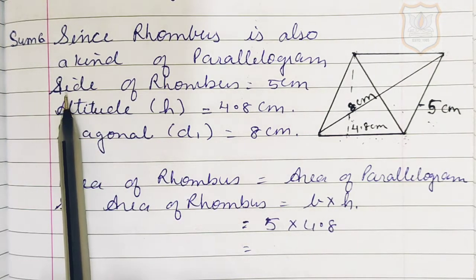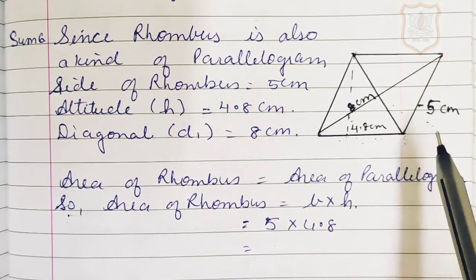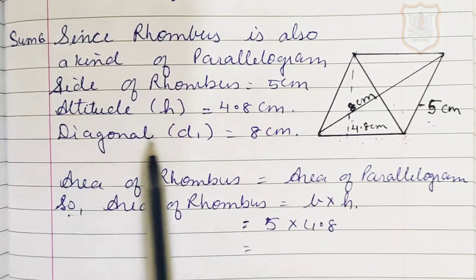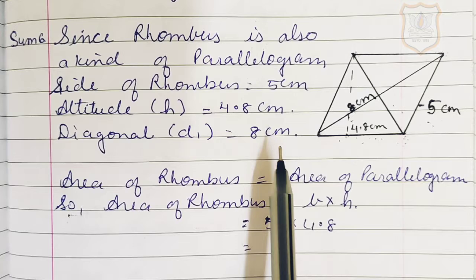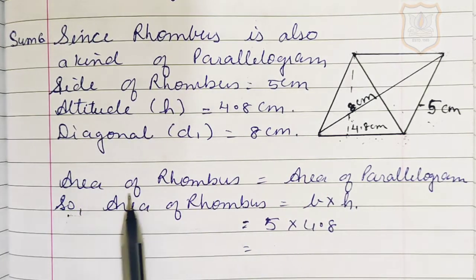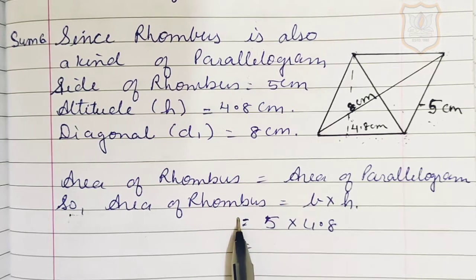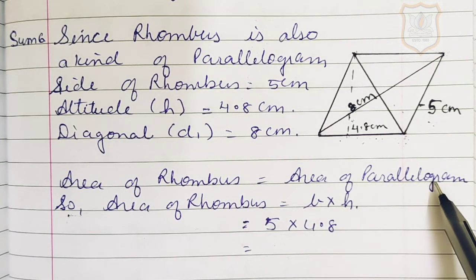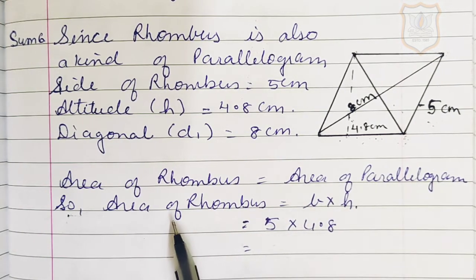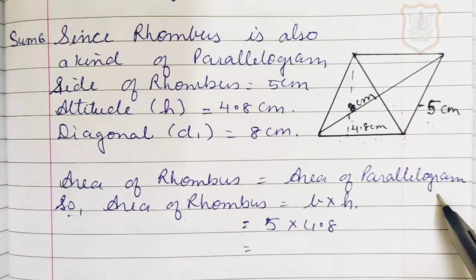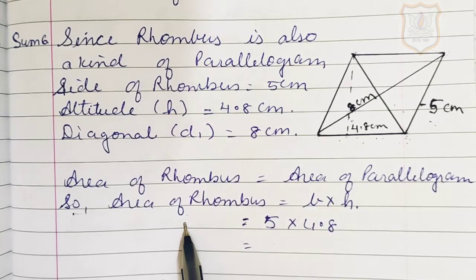So here side of the rhombus 5 cm is given, altitude, that is height, 4.8 cm is also given and diagonal D1 equals to 8 cm, it's also given in the question. Now area of rhombus is equals to area of parallelogram. So we can use the formula of area of parallelogram to find out area of rhombus. आप area of parallelogram का formula use कर सकते हैं area of rhombus find out करने के लिए.